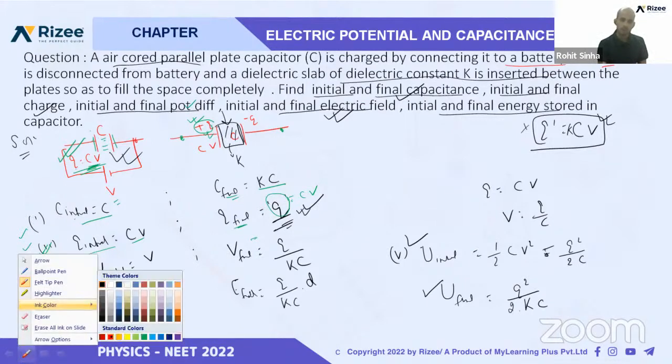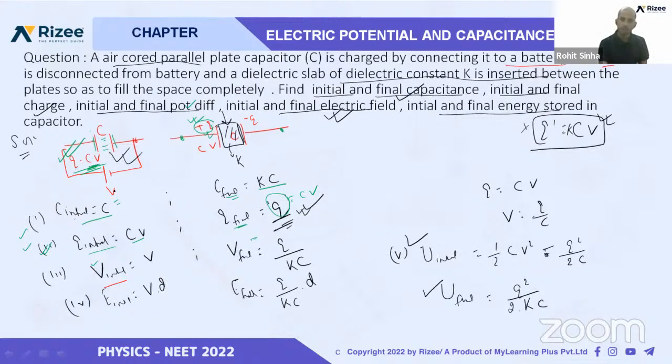Now third, initial potential. We know initially it was connected with V, initially V, finally V final. We know Q is equal to CV, so V is equal to Q by C. Q by C means Q is constant, and C becomes Kc. We have written Kc here, it will be the final capacitance after inserting the dielectric.